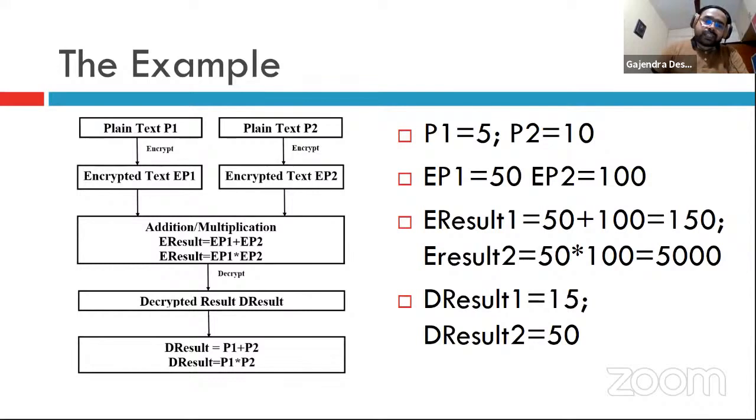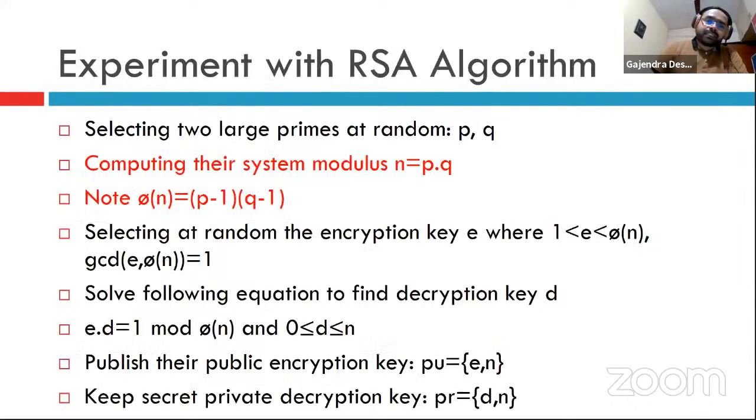Now what we have done in our experiment is there is an RSA algorithm. So this is the RSA algorithm which takes two large prime numbers and computes the system modulus, so n is equal to p into q. There are some operations in the RSA algorithm which are basically multiplication operations. You can see here in this algorithm we have highlighted two lines in red color.